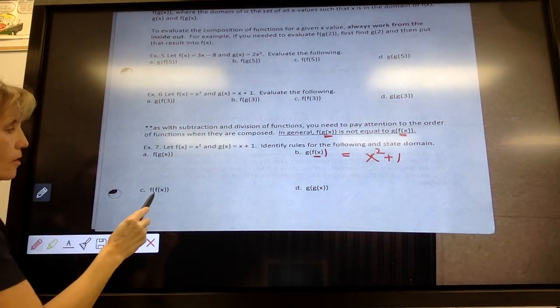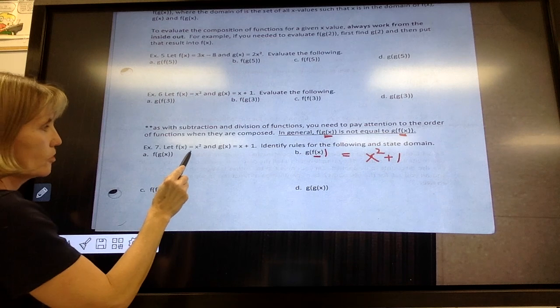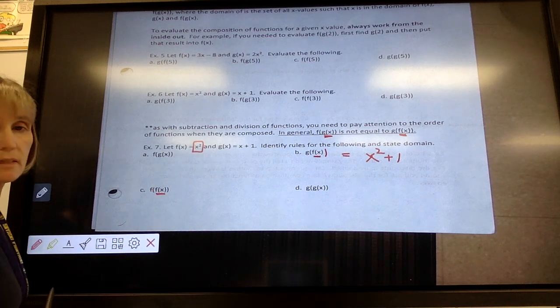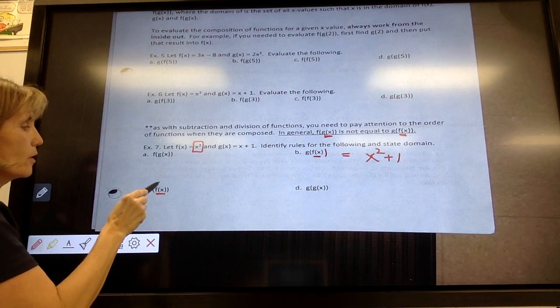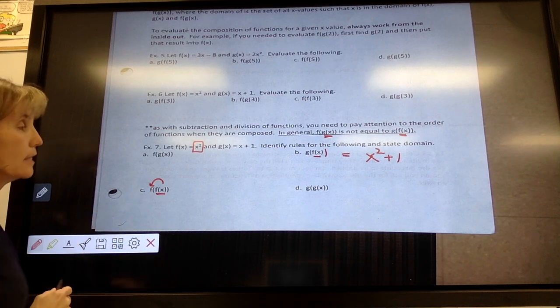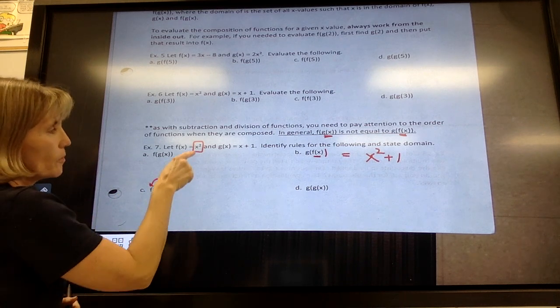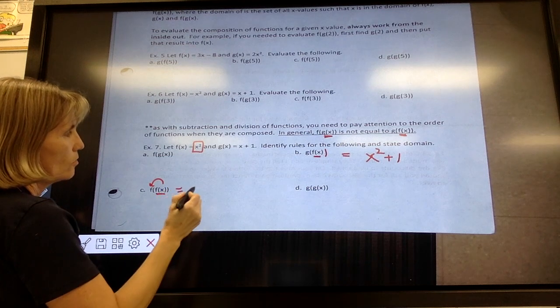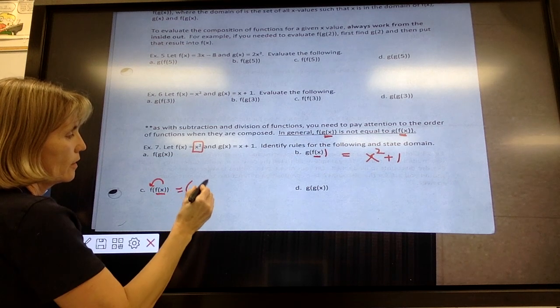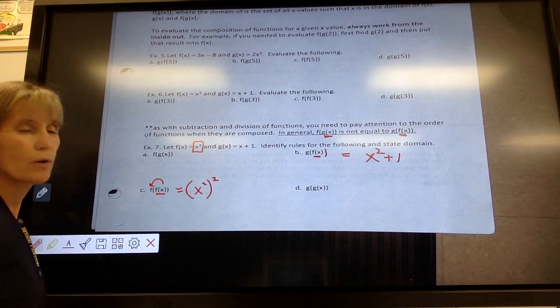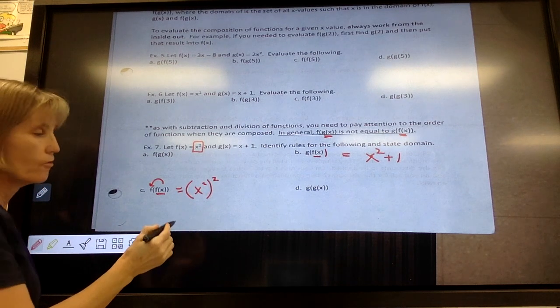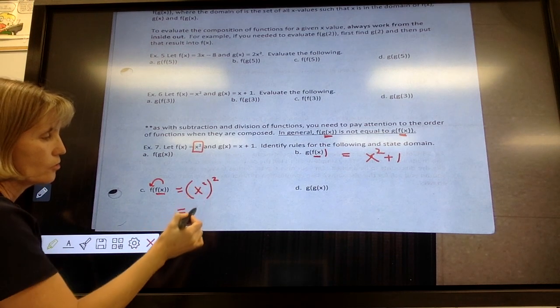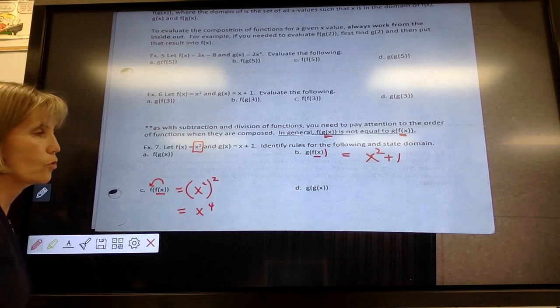Okay, example C, we're going to take the f of x function, which x squared is the f of x function, and we are going to plug it in for x in the f of x function. So I'm going to plug that quantity in for x. So I'm going to say that equals x squared, and x is being squared. And I would simplify this. I have a power raised to another power. That's going to be x to the fourth.